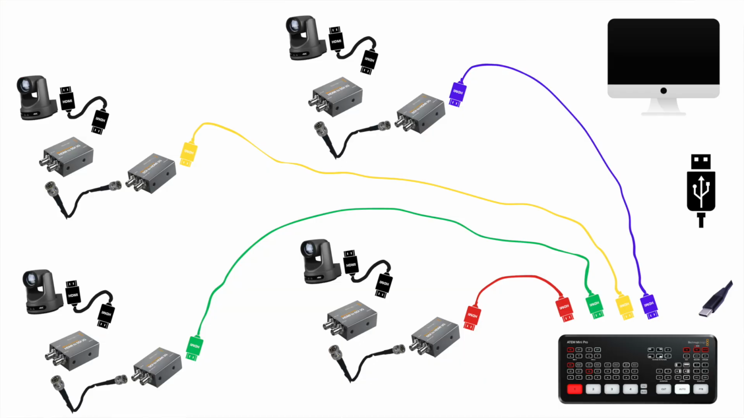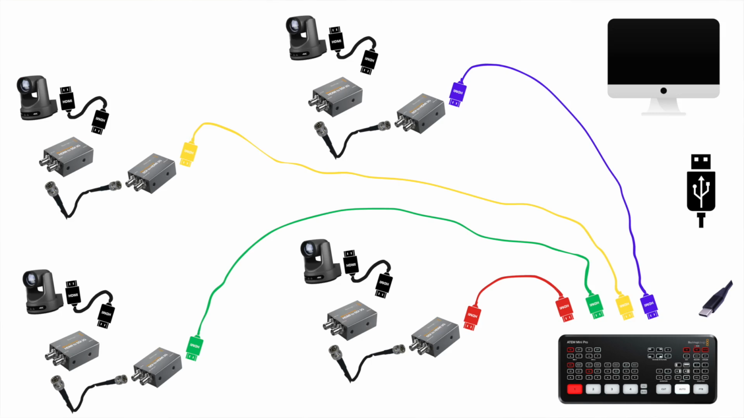I do want to say that for every camera that you have, you will need a microconverter to go from SDI to HDMI in order to get it plugged into your A10 or your A10 mini. So for each camera that you plan on using, you will need to buy a microconverter in order to plug it into your A10 so that you can then plug it into your Mac.